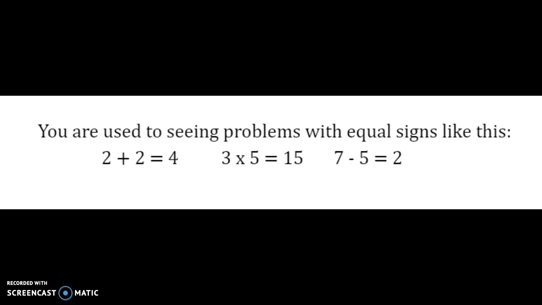You're used to seeing problems with equal signs like this. 2 plus 2 equals 4. If we, again, take a look at our equal sign, what's on the left side is the same as what's on the right side. Let's look at our next problem. 3 times 5 equals 15. As we look at that equal sign, we can say that what's on the left is the same as what's on the right. 7 minus 5 equals 2. Again, as we look at our equal sign, what's on the left is the same as what's on the right.